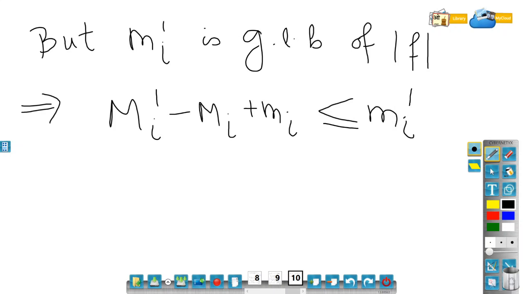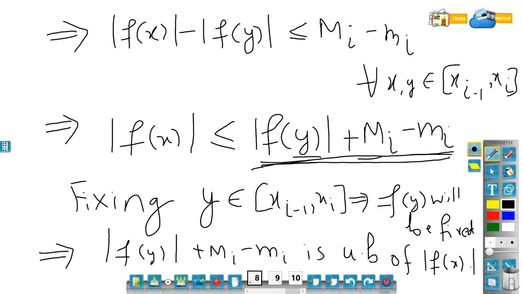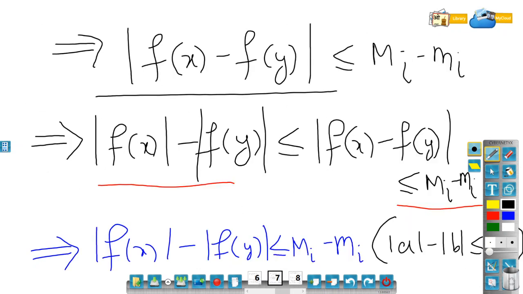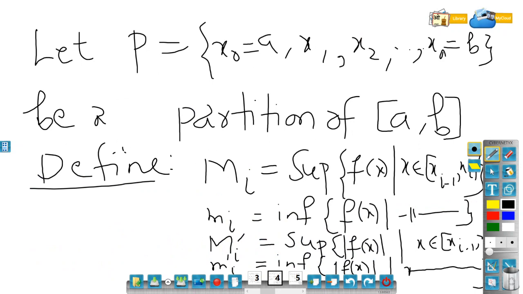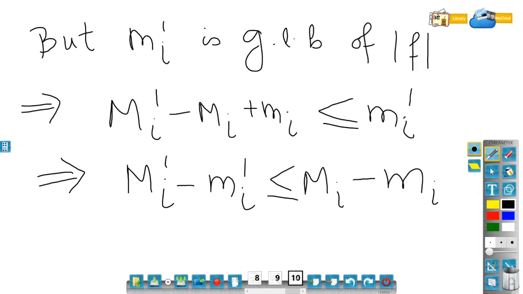Right. So what I'll do now, small mi dash minus small mi, capital Mi dash minus small mi dash is less than or equal to capital Mi minus small mi. So this is what I required. If you remember, somewhere I have written. First we will do, so which completes the proof part.